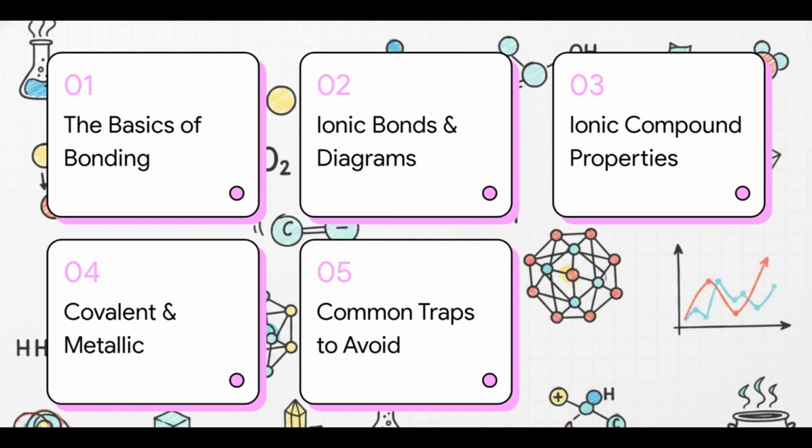So, here's our roadmap for this explainer. First, the basics of bonding. Second, ionic bonds and diagrams. Third, the properties of ionic compounds. Fourth, we'll hit covalent and metallic structures. And finally, number 5, we're going to cover some common traps to avoid so you don't lose any points on exam day. Let's get to it.